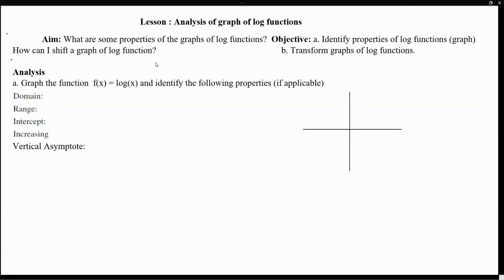In this video, we're going to analyze the graphs of logarithm functions. So let's get started. The first thing that we want to do is graph the function log of x and identify some of its properties. Now the first thing to realize is that there is no base for this log.